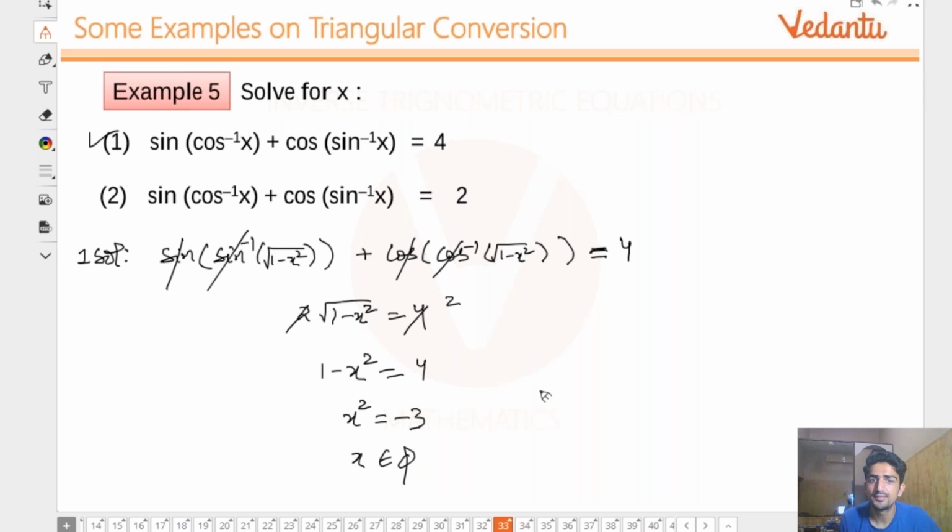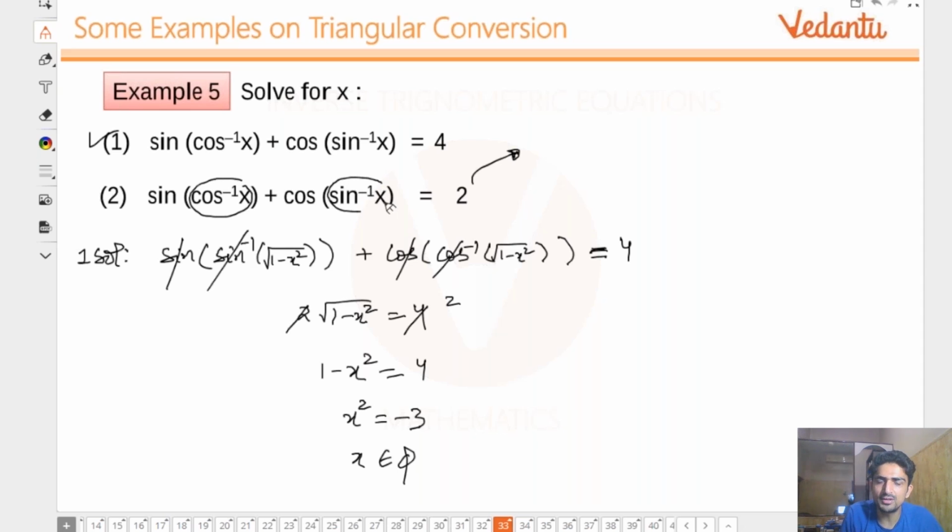Getting it? Yes, you did a calculation mistake, beta. You took it 5. It is minus 3 here. So exactly similar, the second will also be the same. I'm doing it right now here. Exactly same. It will be sine inverse root 1 minus x square.